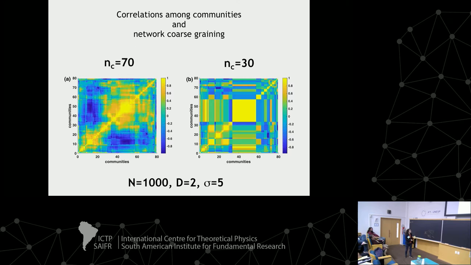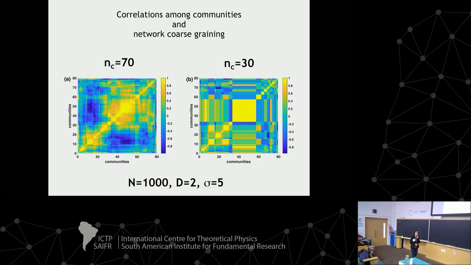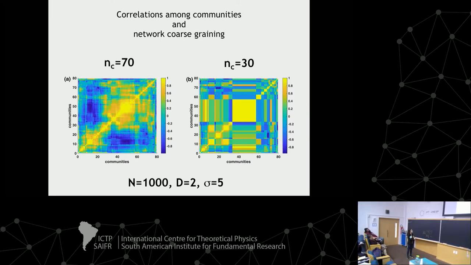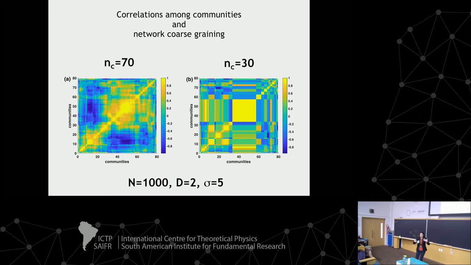And moreover, we mimic what is done in brain research. So we look at the order parameter defined on communities. These are 70 communities, these are 30 communities. And we measure the correlation between those, finding a very non-trivial pattern of connection. And when we coarse-grain to 30 communities, the system doesn't go to a trivial fixed point, meaning that there is a temporal dynamical organization at different scales.